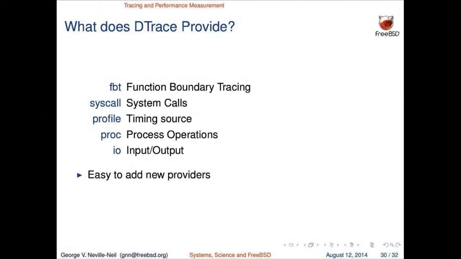So what does it provide? Function boundary tracing, this is the 30,000 trace points in the kernel, which are just what the compiling system was able to rip out by looking at the function boundaries. System calls, a timing source called profile, so you can do things like build scripts that periodically look at things. Proc, IO, we've added NFS, and we're going to be adding a ton more providers. It's pretty easy to add them.